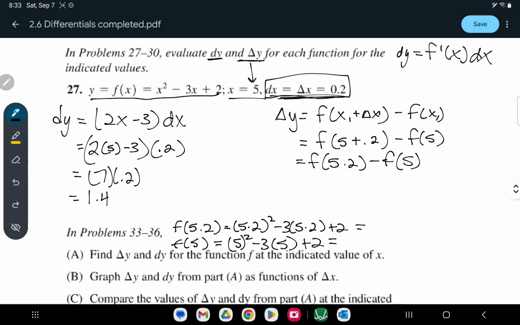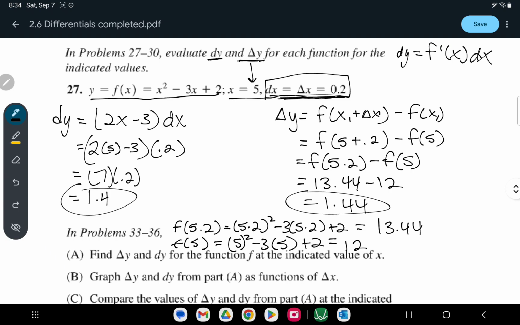And if I put these in the calculator, let's see. We have 13.44 and 12. So the difference between them, 13.44 minus 12, is 1.44. And look how similar those are. So that's why we can take a derivative, because it's approximately the same as the actual change. And finding the derivative is usually a little bit faster than having to find all these function values so that I can subtract and all this stuff.